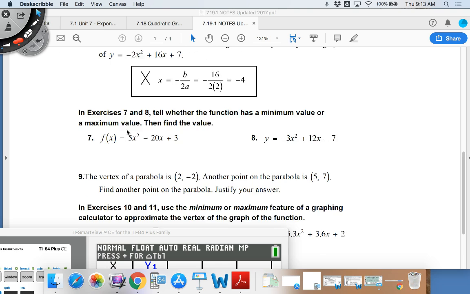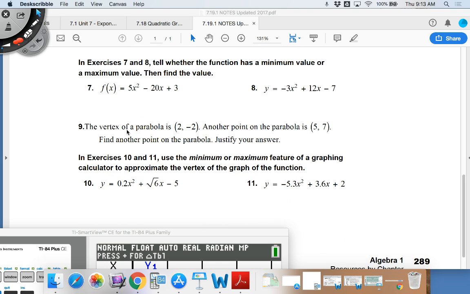We're going to look now at 7 and 8. It says, tell whether the function has a minimum value or maximum value, then find the value. So we'll just do number 7 so that we have space. So automatically you should be able to tell if it's minimum value or maximum. What should we look at? The A. This one has a positive A value. So since it's positive, which way is it going to be pointing? Up. So does that mean we're going to have a minimum value or a maximum value?